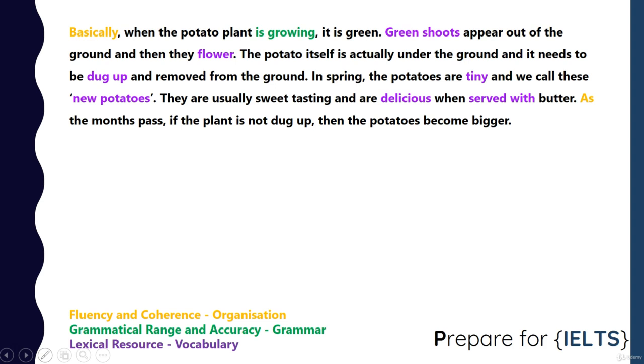Basically, when the potato plant is growing, it is green. Green shoots appear out of the ground, and then they flower. The potato itself is actually under the ground, and it needs to be dug up and removed from the ground. In spring, the potatoes are tiny, and we call these new potatoes. They are usually sweet tasting and are delicious when served with butter. As the months pass, if the plant is not dug up, then the potatoes become bigger.